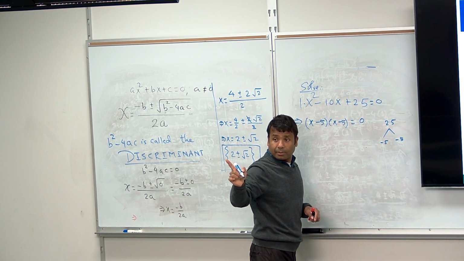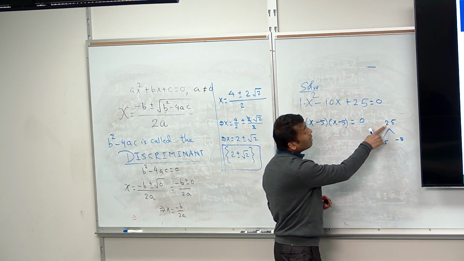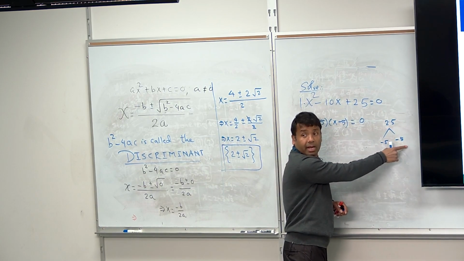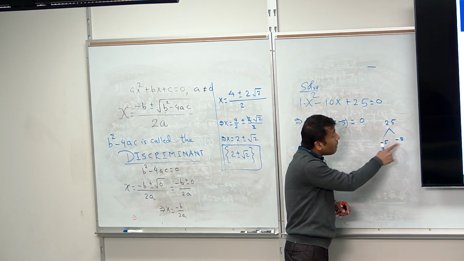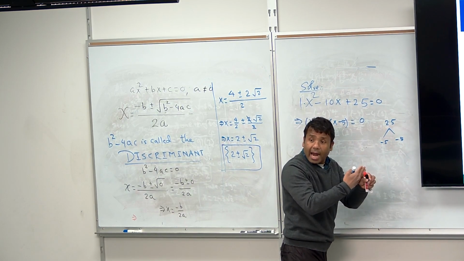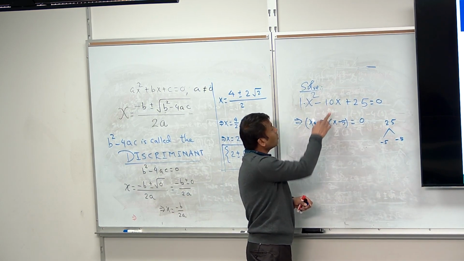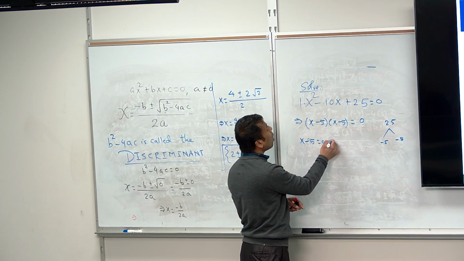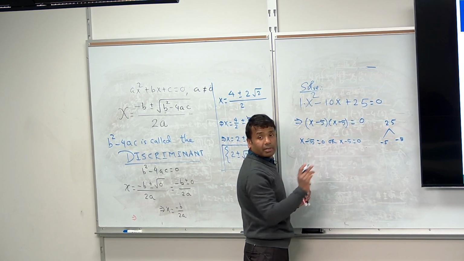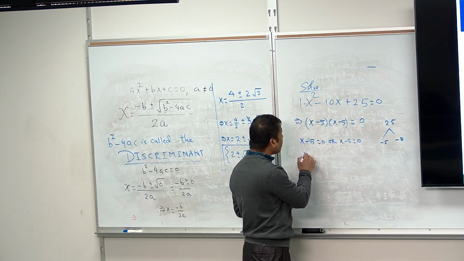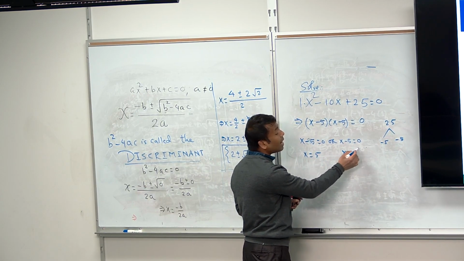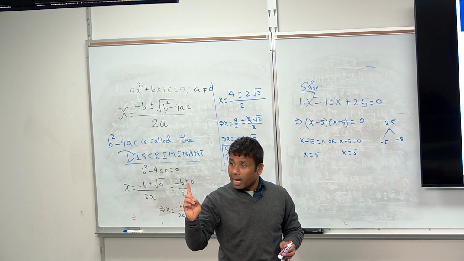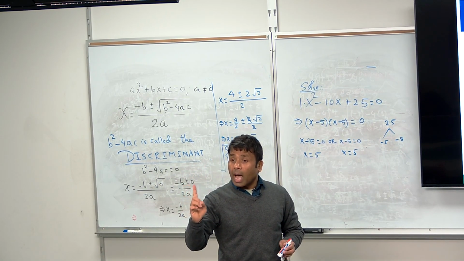Does that make sense? What are the factors of 25 such that the sum is negative 10? Negative 5. If you multiply, that will give you 25, and if you add, that will give you negative 10. So now you can write x minus 5 equal to 0 or x minus 5 equal to 0. What did you get from here? x equal to 5, x equal to 5. So you got only one solution, 5. That is a double solution, and this is rational.